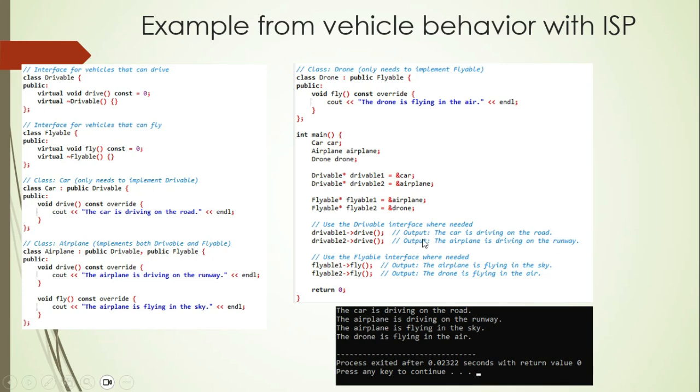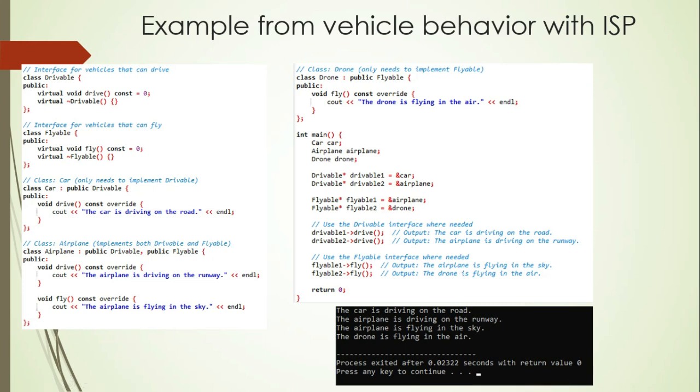Similarly, drivable2 drive function calls the drive method for the aeroplane, printing the aeroplane is driving. And similarly, flyable1 fly calls the fly method for aeroplane, and this one, flyable2 fly, will print the message for which one? For the drone.